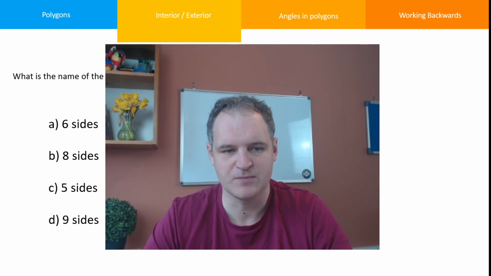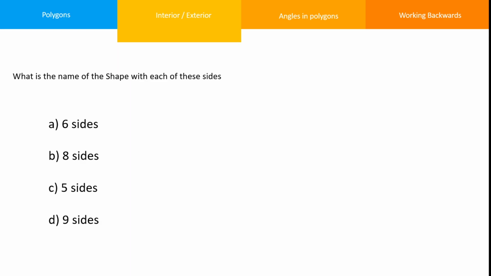So, the polygons themselves. Here they are. Do you know the names of them? Quickly jot down what you think the names of those four shapes are.